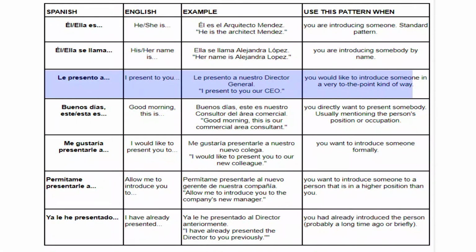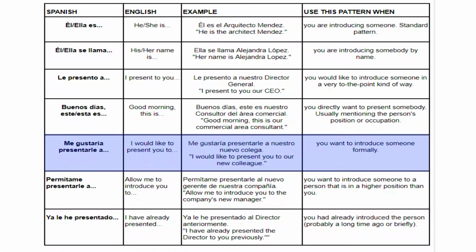But if you wanted to go the extra mile, so if you would like to introduce someone in a shinier way, per se, we're going to use the phrase le presento a, I present to you. Le presento a nuestro CEO de Take Lessons, Stephen Cox. I present to you the CEO of Take Lessons, Stephen Cox.